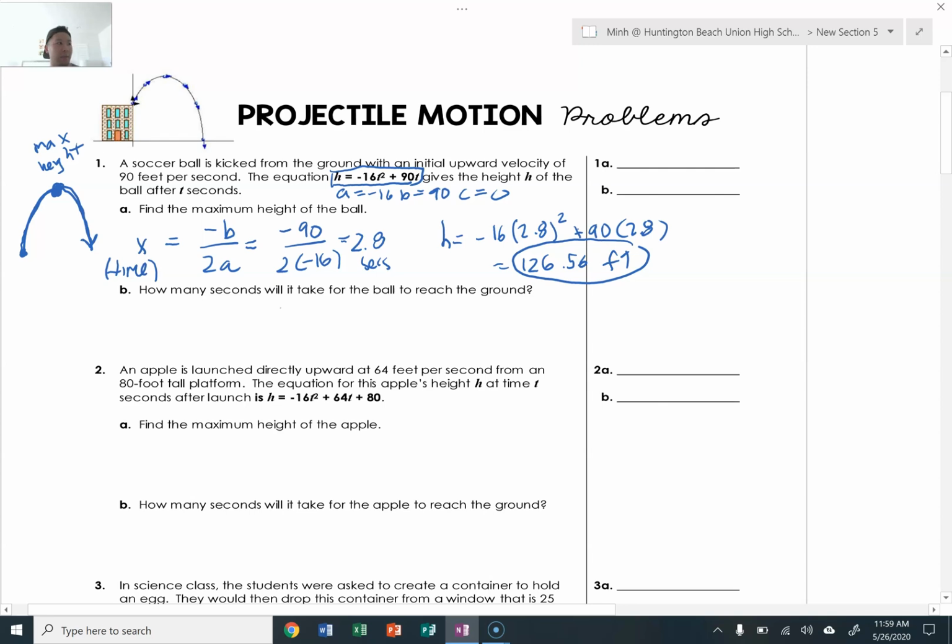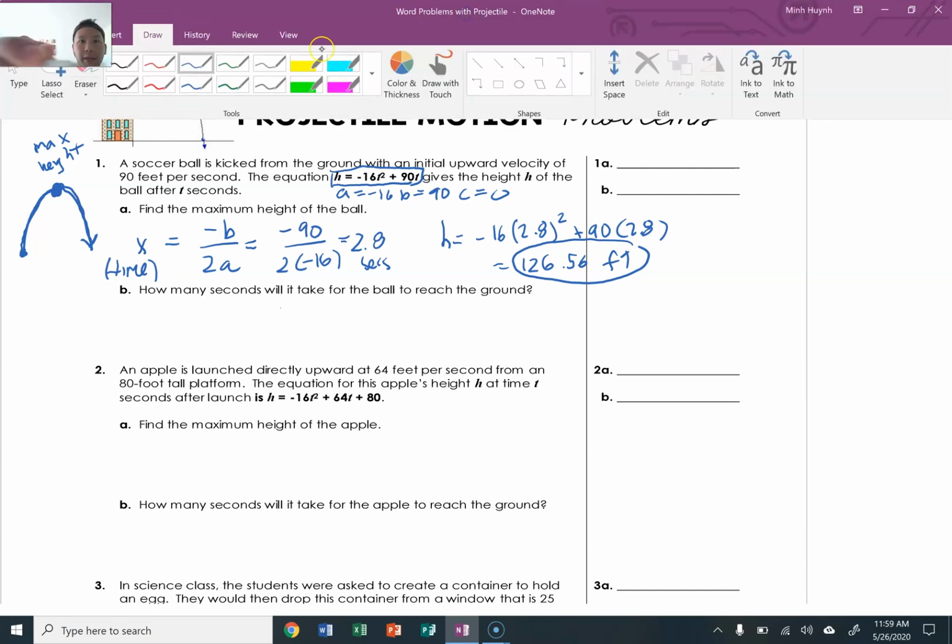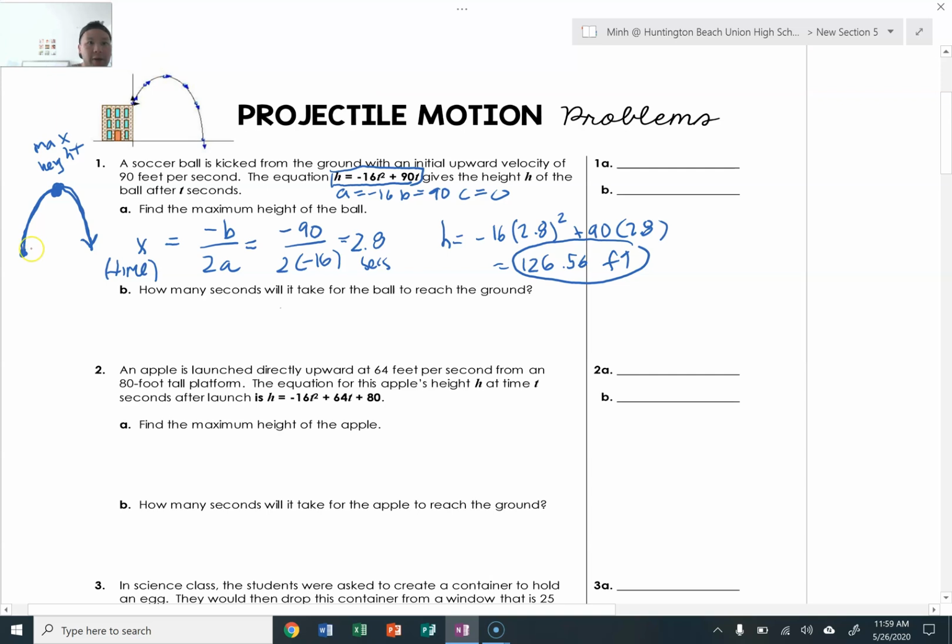It's just going to take a little bit of work. So it says, how many seconds will it take for the ball to reach the ground? Now, before we do anything, we need to talk about when it's going to hit the ground. There are 2 times it's going to hit the ground. I'm going to do this in red over here. You've got 1 time it hits the ground over here, and another time it hits the ground.